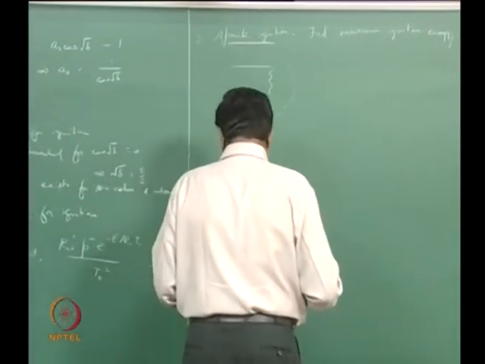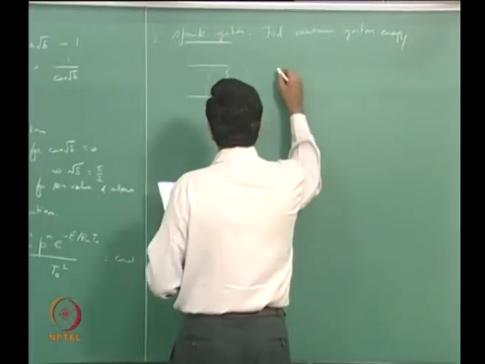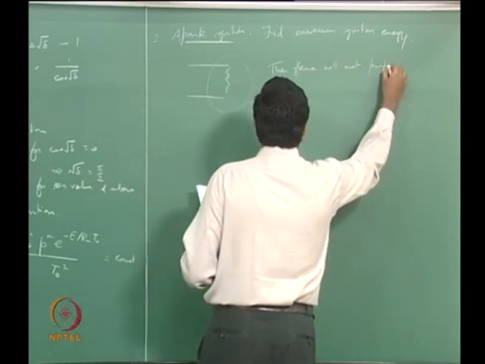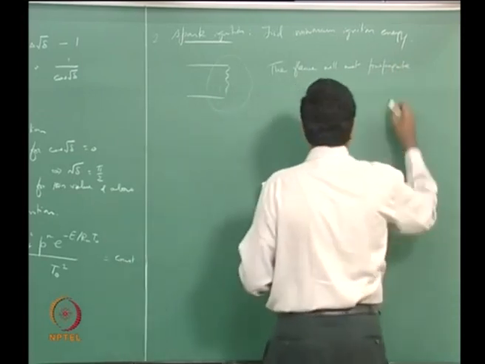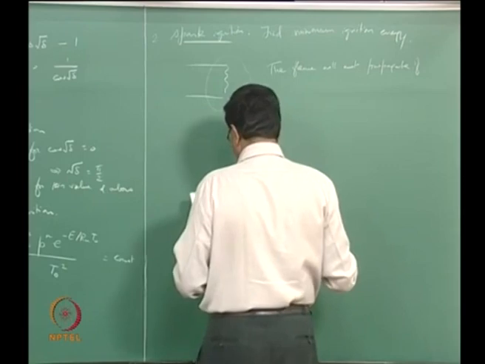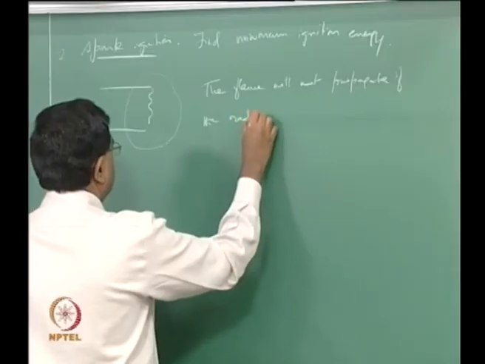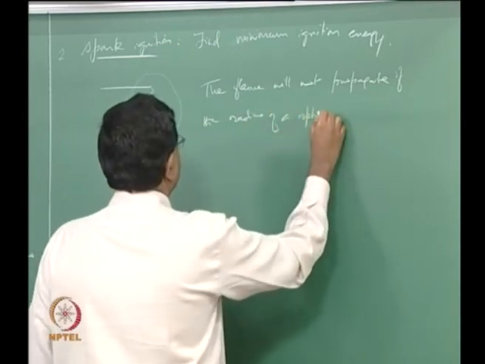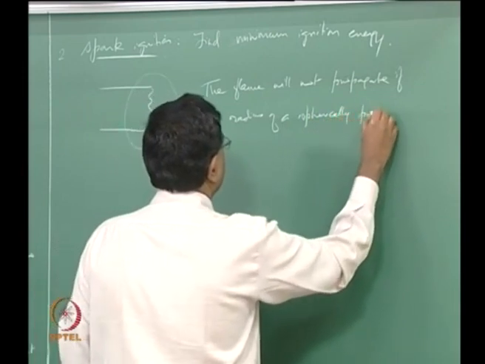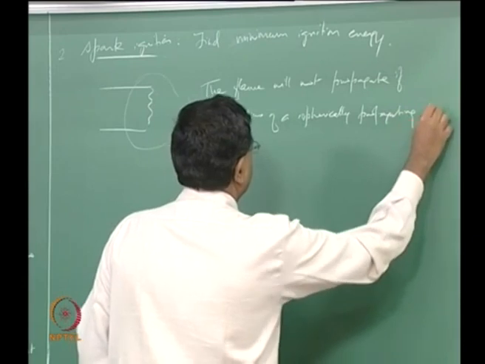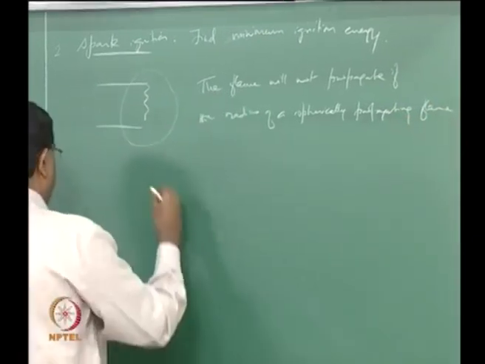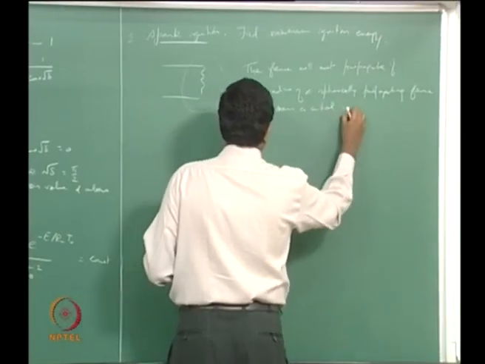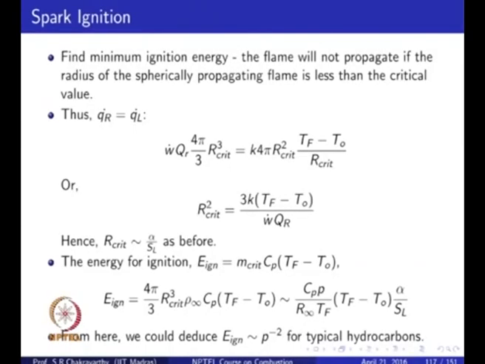So the flame will not propagate if the radius of the spherically propagating flame is less than a critical value. And the idea is very similar to what we have seen so far.